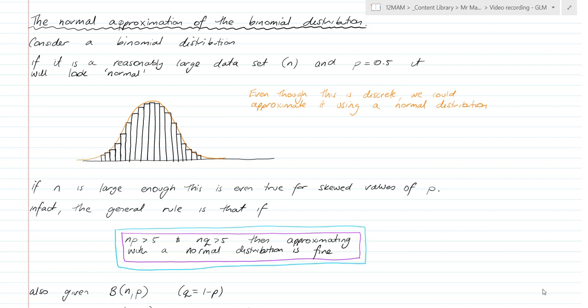As long as n is large enough, this can even be true for skewed values of p. So p doesn't have to be 0.5. In fact, p can be 0.1. As long as n is large enough, we can still use a normal distribution to help us approximate.